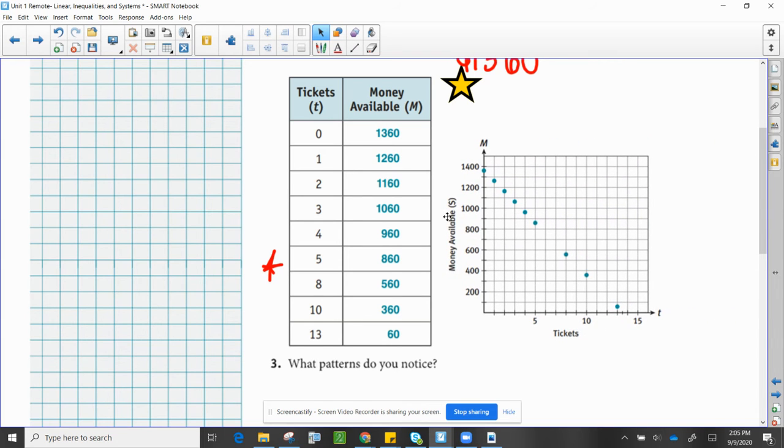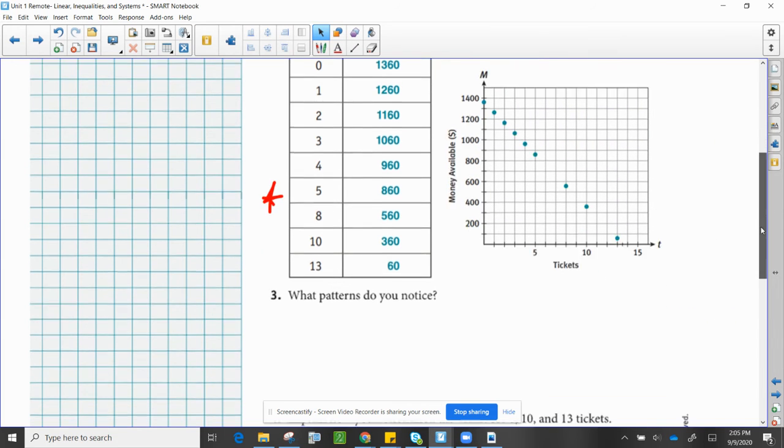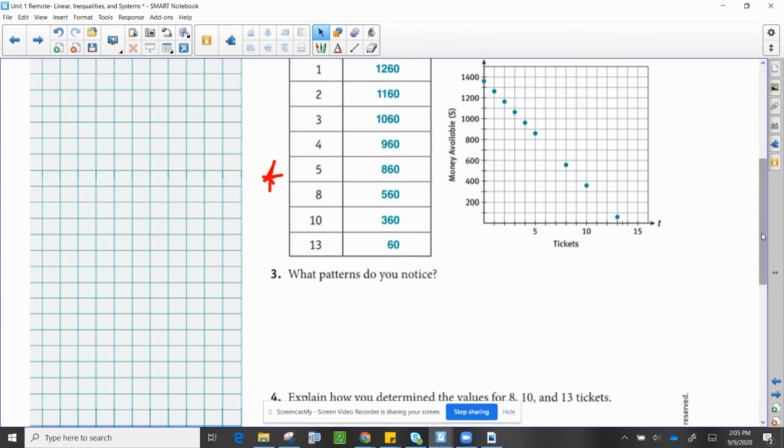If you did it correctly, your graph should look something like this. So what patterns do we notice that are going on here? Well, hopefully you said something about maybe the graph is decreasing.